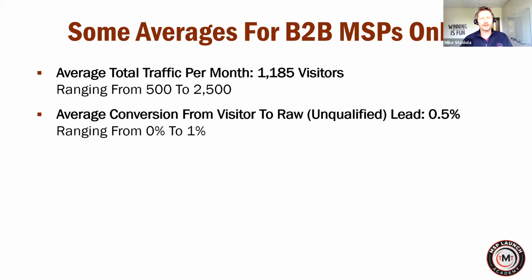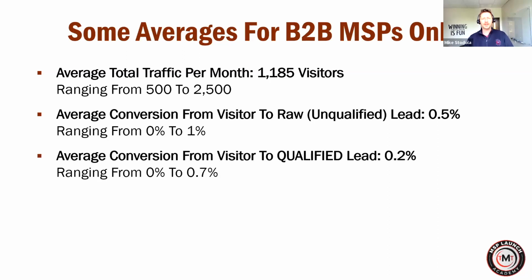Average conversion rate from visitor to raw lead. And it says raw / unqualified. This would include unqualified. It doesn't mean they're unqualified. It's just as a raw lead, that's really anyone who fills out one of your forms or gives you a call. It ranges from 0 to 1%. So that's about 0.5% total. So it takes about 200 visitors to a well set up website to get one raw lead in with that.